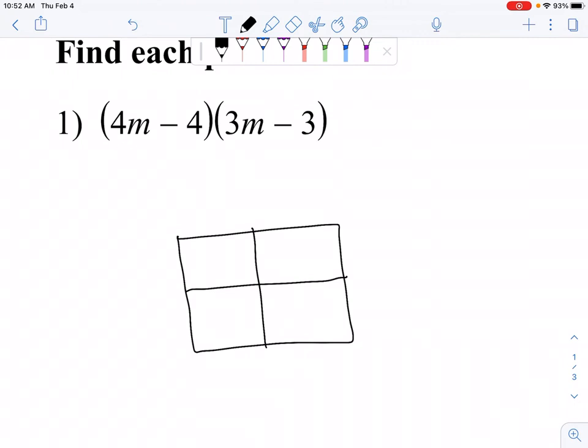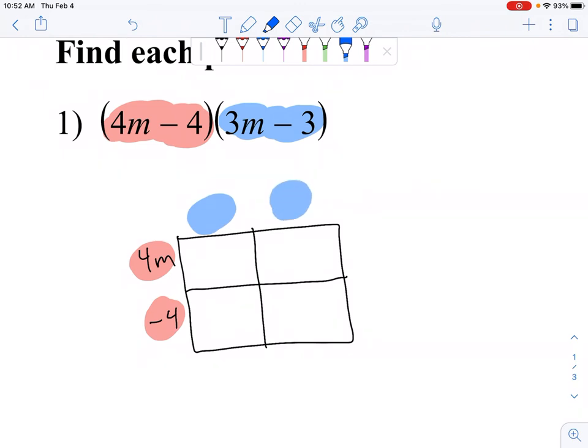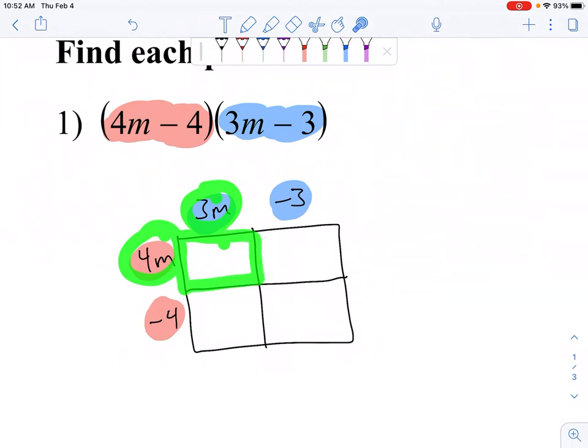We take our two terms, and it doesn't matter if you put them on top or on the side. They just need to stay together. So I'm going to put these two on the side: a 4m and a negative 4. And then I have these two terms, and I'm going to put them across the top: a 3m and a negative 3. Our terms are multiplying together to create whatever number goes in the corresponding box.